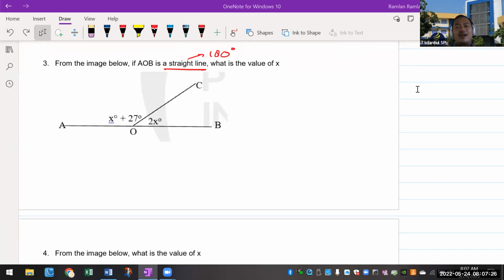So if you add these two angles, because we have two angles over here that are separated by this line OC, right? But we know that AOB is a straight line, which is 180 degrees. So if we add this and this, that will equal 180 degrees. Again, guys, it will be algebra. So please write down the equation.